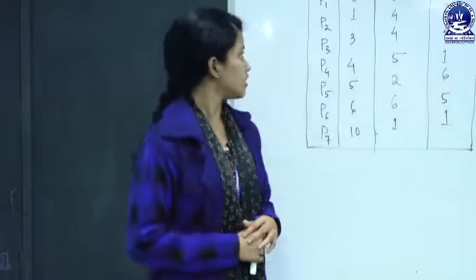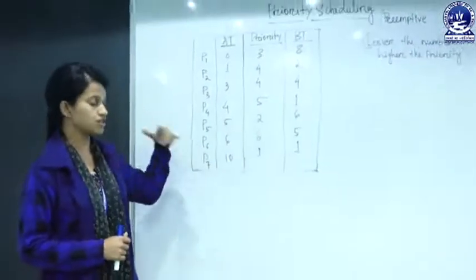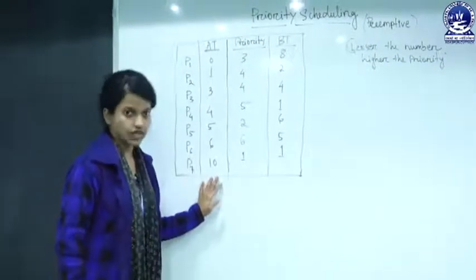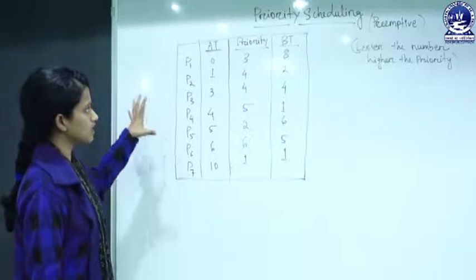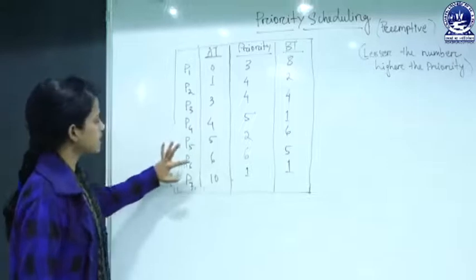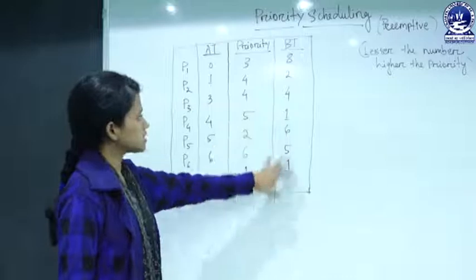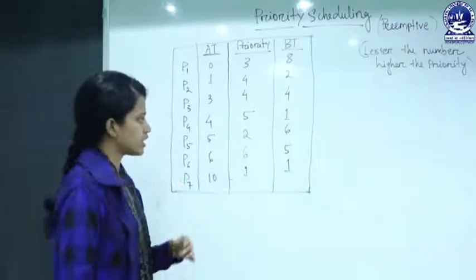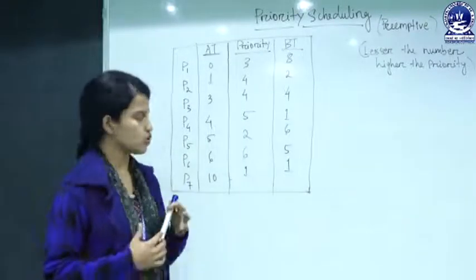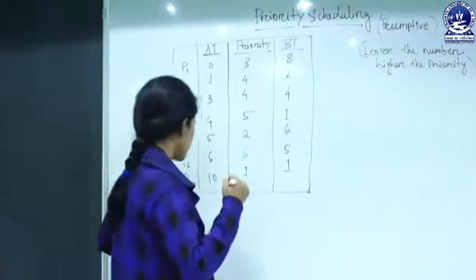So here 7 processes are there. The same numerical we discussed in the previous video using the non-preemptive version of priority scheduling, I took the same numerical and will use preemptive priority scheduling. The arrival time of each process is given, priority is given, and burst time is given. So we have to find out how preemptive priority scheduling runs. Okay, let's start. We have to draw the Gantt chart.